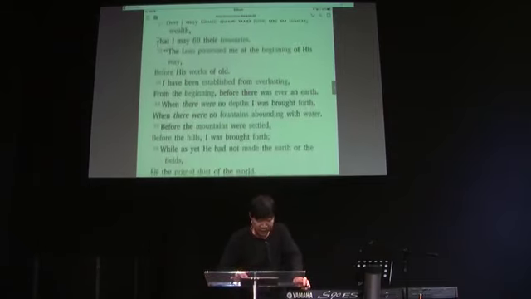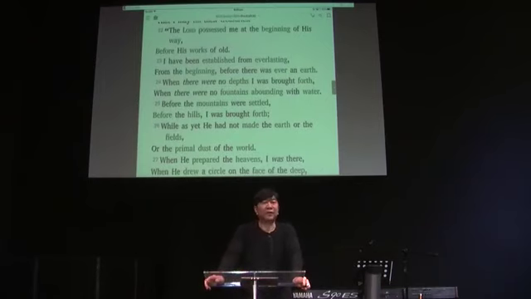And then it continues, verse 22. The Lord possessed me at the beginning of his way, before his works of old. And there is the Holy Spirit manifesting as wisdom. And from the beginning, in verse 23, do you notice? Before there was ever an earth, when there were no depths, I was brought forth. So wisdom existed way back.